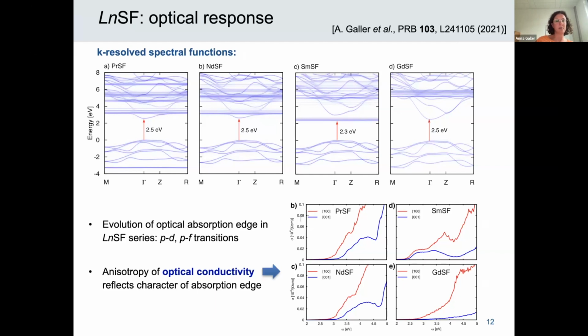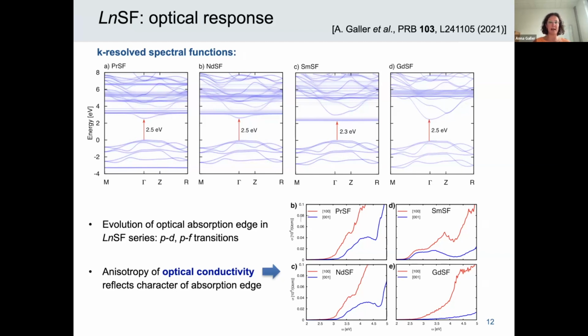So here the optical transitions are between the sulfur p states and the samarium 4f states. So in samarium fluorosulfide, we have a pf absorption edge. And then for gadolinium fluorosulfide, as expected, it has a half-filled 4f shell, and the upper Hubbard band is rather far away from the Fermi energy. So there we have a very clear pd absorption edge.